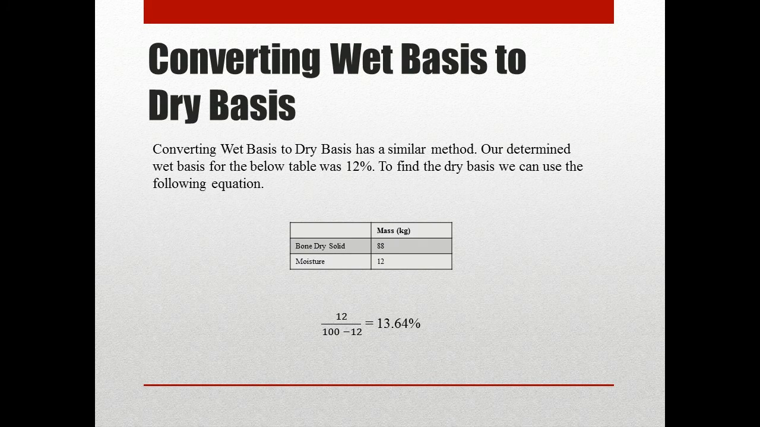So luckily converting from wet basis to dry basis is just as simple, although it's almost in reverse. So you take your value for your wet basis, which was 12%, and you put that over 100 minus your mass in moisture, which is also 12, and we're getting 13.64% out. And that is exactly the same as our previous values for dry basis, so you can see that this method works.